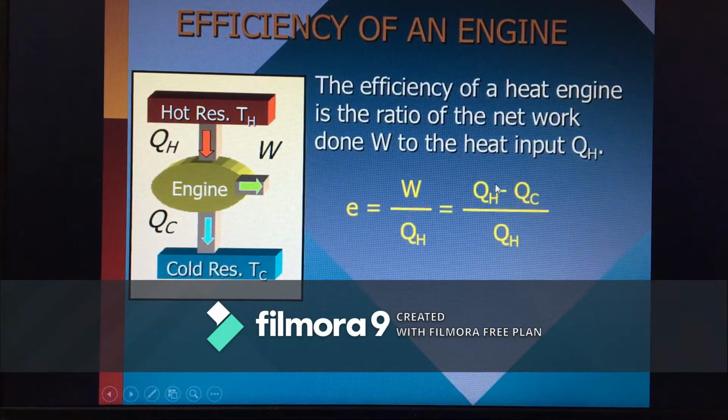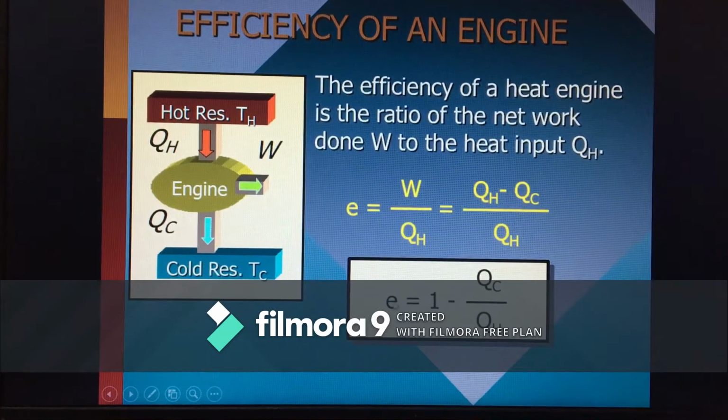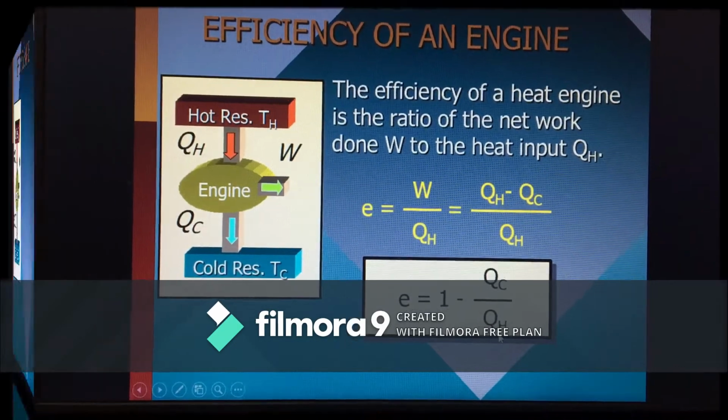Are you following? So ang work natin, ang W is just the difference between the input na Q, which is hot, and the output na Q, which is cold. Okay, so efficiency is therefore QH minus QC divided by QH. Now, you can divide QH by QH, that is equal to 1. Then QC divided by QH, so we have QC divided by QH. So therefore, E is equal to 1 minus QC divided by QH.